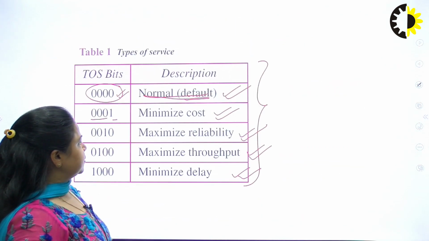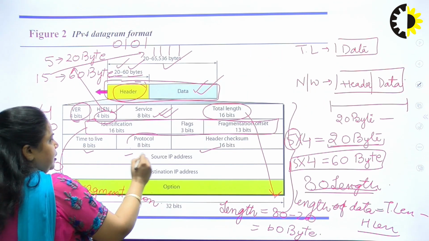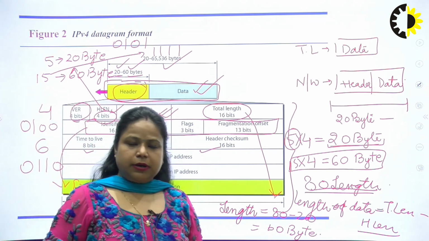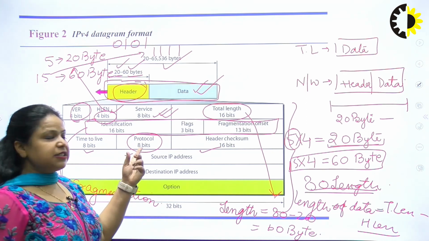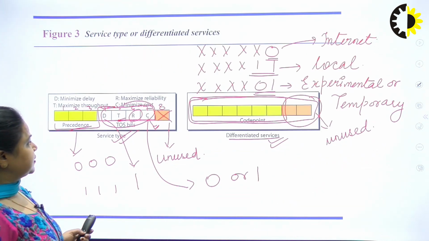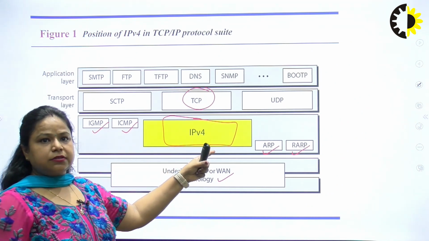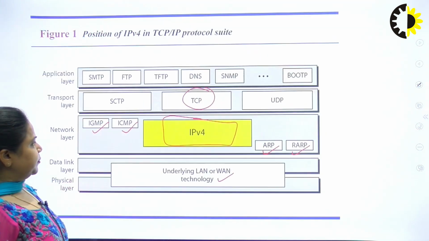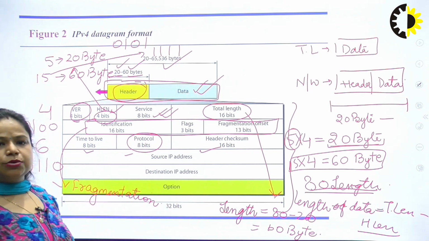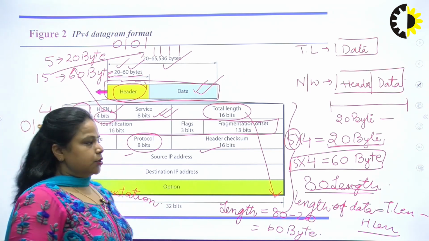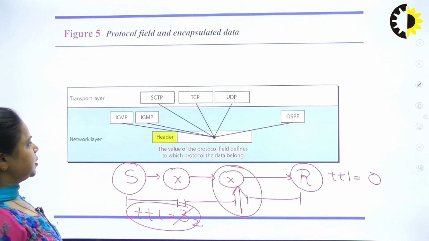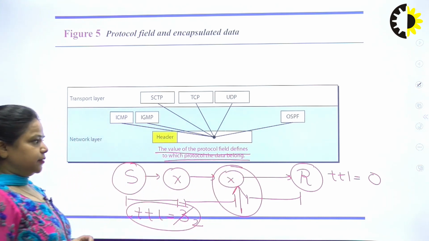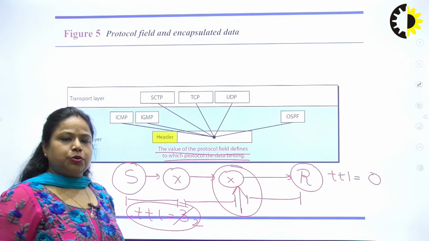Then after that, the next field is protocols. As I have already told you, the IP protocol never works alone. You can check in the previous diagram also that the IP protocol never works alone. It always merges with certain protocols. So when I talk about its header format, it always includes certain bits for the protocols, indicating which protocol the data belongs to.